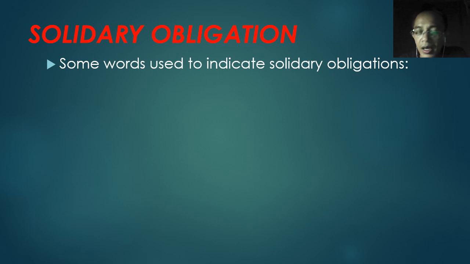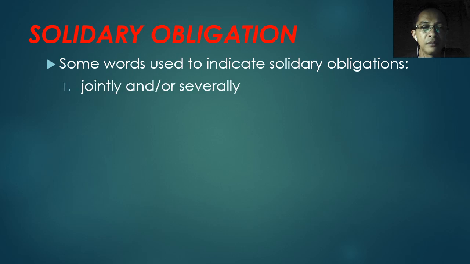So, okay. Like in joint obligations, there are also terms used for solidary obligations. When you encounter these, it means that the obligation is solidary. Number 1, when it says "jointly and severally." Do not be tricked by the word jointly. If you see the words "jointly and or severally," it means solidary, even if it says jointly.